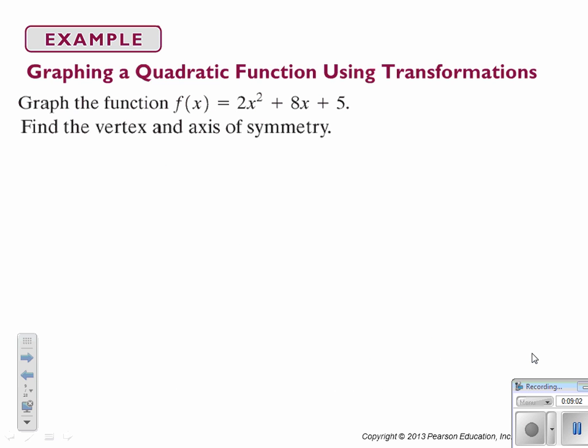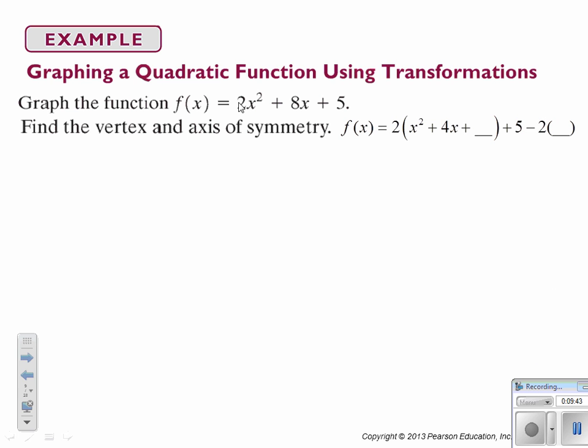All right, so graphing a quadratic function using transformations, we are going to graph the function f of x equals 2x squared plus 8x plus 5. We're going to find the vertex and the axis of symmetry. So the first thing we're going to do is convert this from polynomial form to vertex form, and we're going to do that by completing the square.